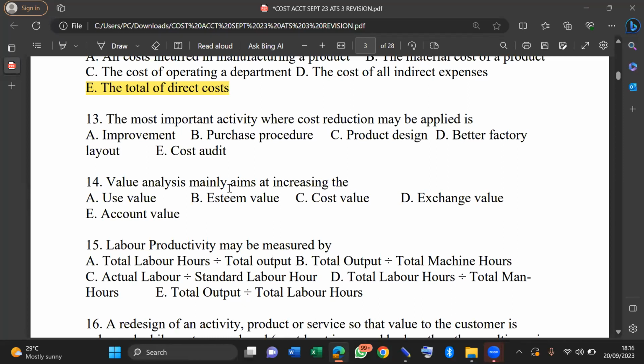What is your sure bet? A, improvement. I didn't get that. A.